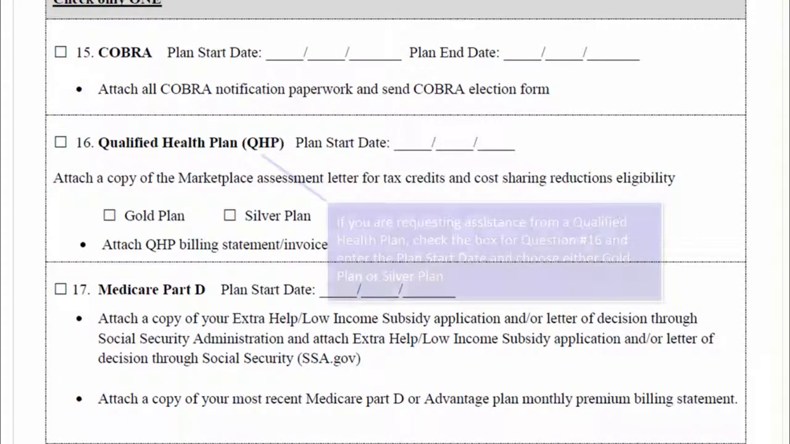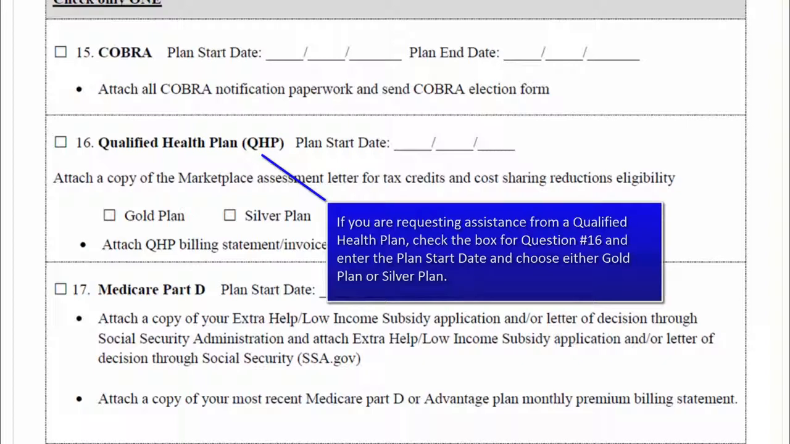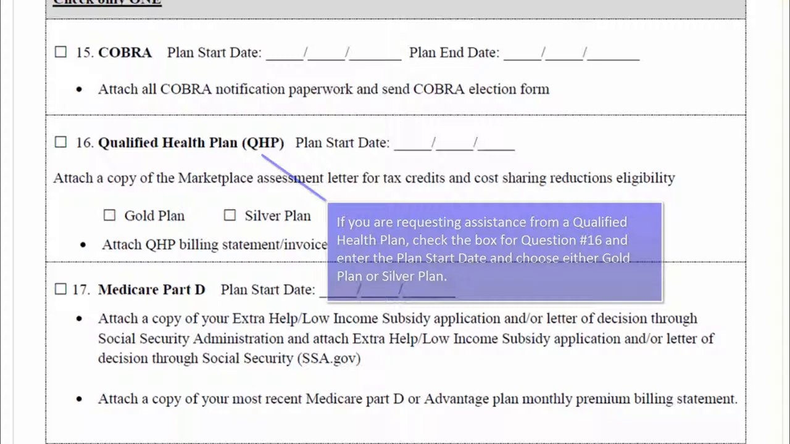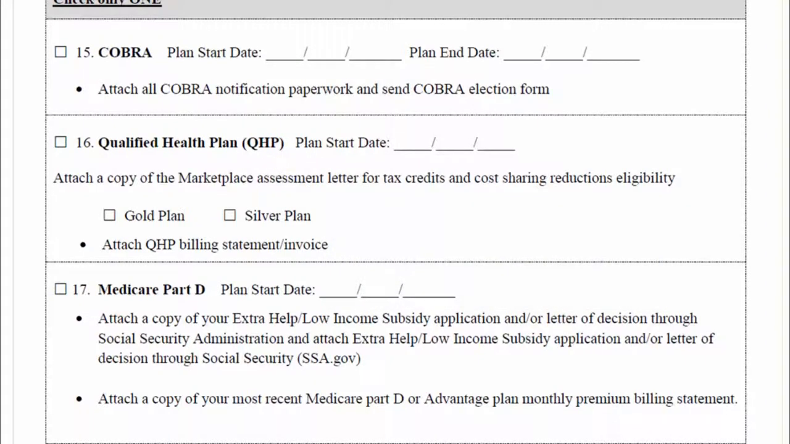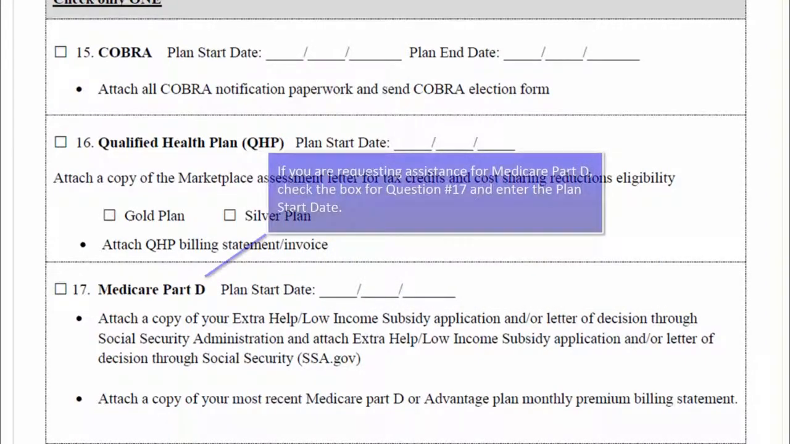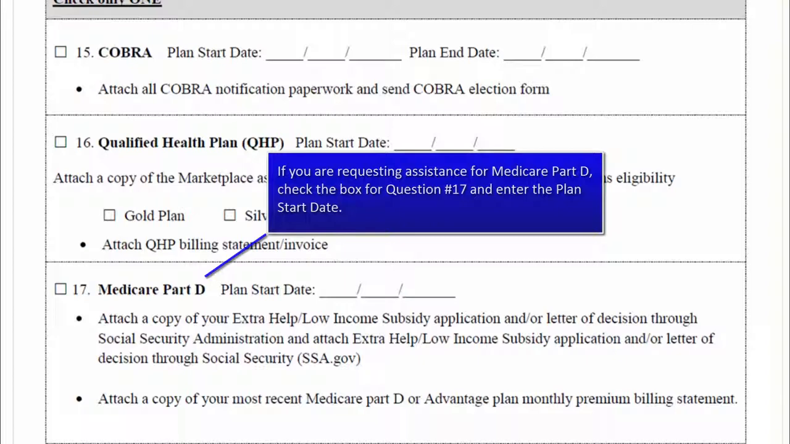If you are requesting assistance with a qualified health plan through the marketplace, check the box by question 16 and write in the start date for your plan. Next, check the box to show whether you have a gold or silver plan. If you are requesting assistance with Medicare Part D, check the box by question 17 and write the start date for your plan.